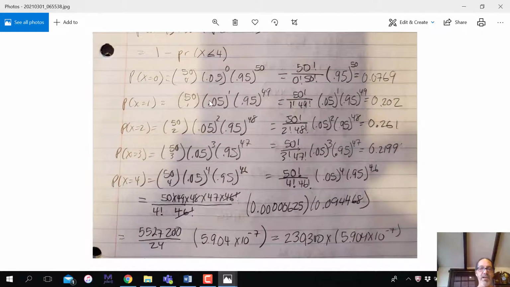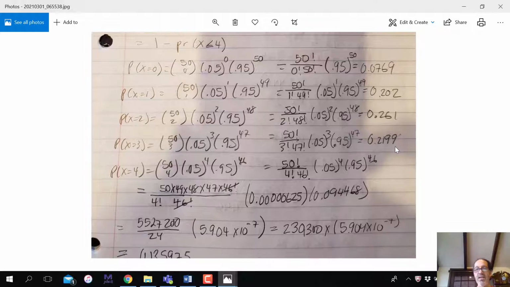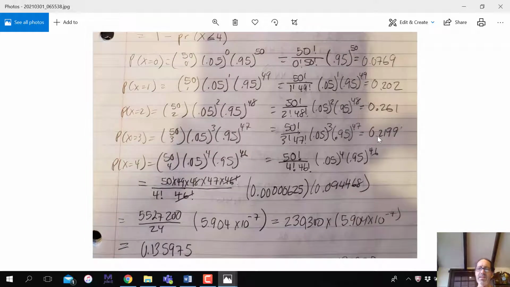And we repeat that for 1, 2, 3, and 4 successes. For 1 success it is 0.202, 2 successes is 0.261, 3 successes is 0.2199. Sometimes I carry these out to 4 decimal places. I usually stop when I can't round up anymore. That's where I stop.